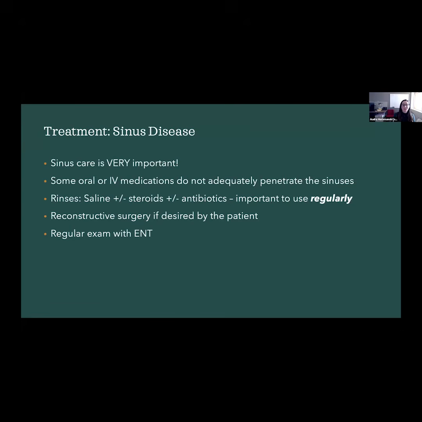And so it's really, really important that in addition to taking the oral or IV medications, patients take otherwise good care of the sinuses. So things like saline rinses, those saline rinses can include steroids, they can include antibiotics, and it's really important for patients to do them regularly. In patients who have had more destructive sinus disease, reconstructive surgery is an option if it's desired by the patient. And then regular exams with their ear, nose, and throat doctor is critical.